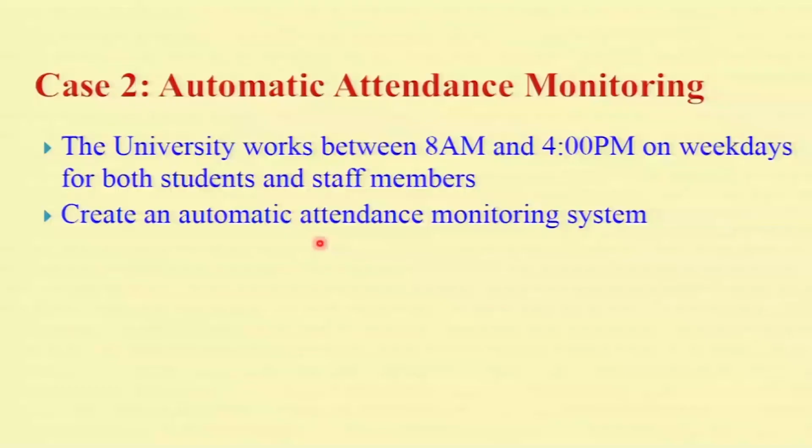Then let us now consider a second similar case called the automatic attendance monitoring system. The first case was also an automatic attendance monitoring system, and the second case is also automatic attendance monitoring. Let us see the difference between the first case and the second case. In case 1 we were discussing a college. Over here in case 2 we discuss a university. A university works between 8 am and 4 pm on weekdays for both students and staff members. Create an automatic attendance monitoring system. So this is our query, this is our case.